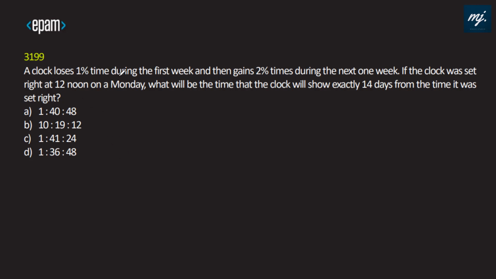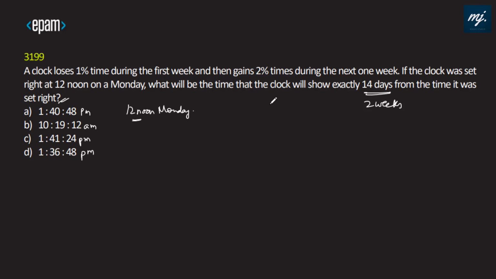A clock loses 1% time during the first week and then gains 2% time during the next 1 week. If the clock was set right at 12 noon Monday, what time will the clock show exactly 14 days, which means 2 weeks, from the time it was set right? Okay, 12 noon it was set right. So this would all be in PM. They should have written it properly. It should be PM, AM, PM, PM.